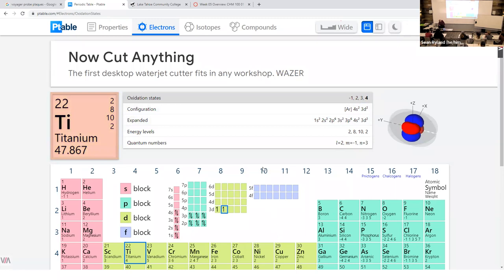What about for titanium? Also two. It's got two more electrons, but they went into a d orbital, which means they don't count as being in the fourth energy level. So everything in the d block, unless it's one of those weird exceptions, is going to have two valence electrons.